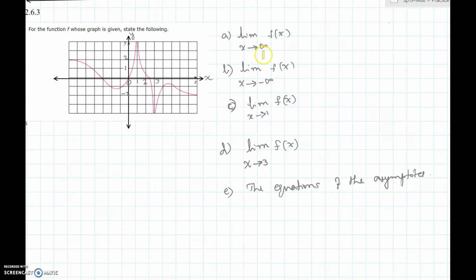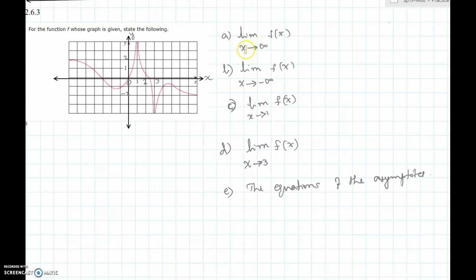The limit as x approaching infinity of f of x. The limit as x approaching negative infinity of f of x. The limit as x approaching 1 of f of x. The limit as x approaching 3 of f of x. And the equations of the asymptotes. So look at the graph.